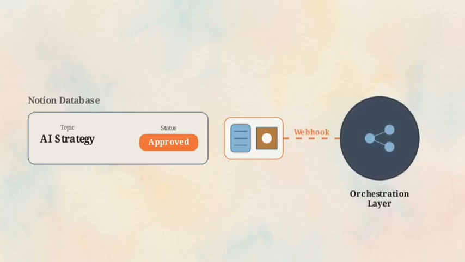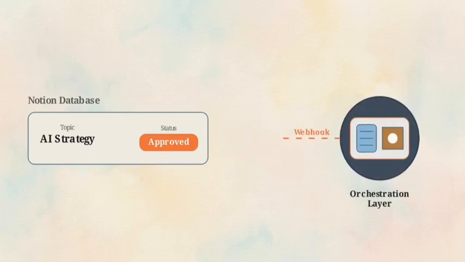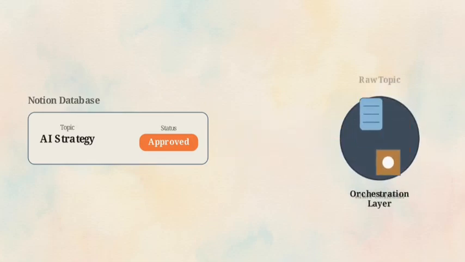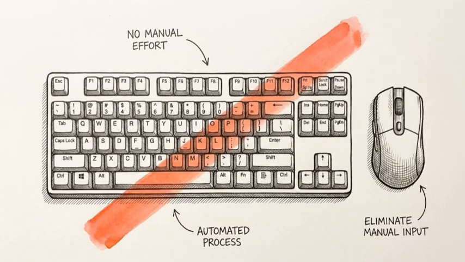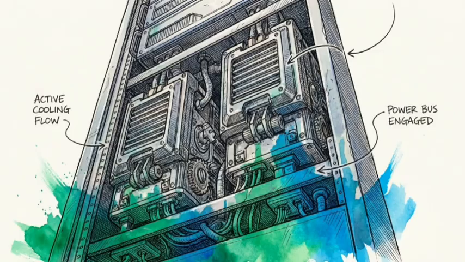This mutation instantly fires a webhook to the orchestration layer, delivering the raw topic and persistent chat context necessary for the language model. Configuring the database to trigger the workflow automatically eliminates the risk of manual copy-paste errors. True autonomy starts by treating a database status update as an executable backend command. Power shifts entirely from human input to system state.